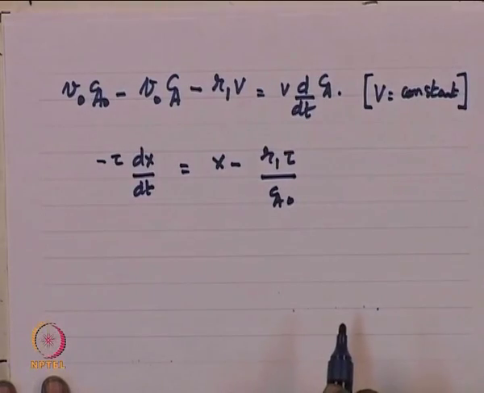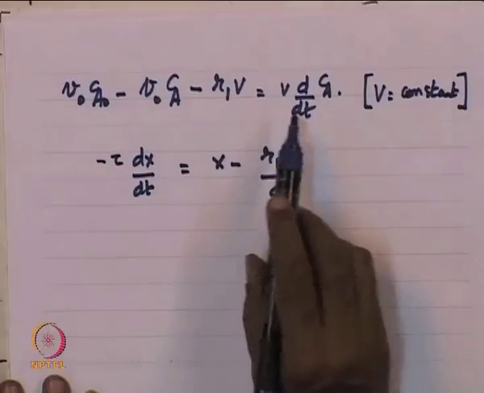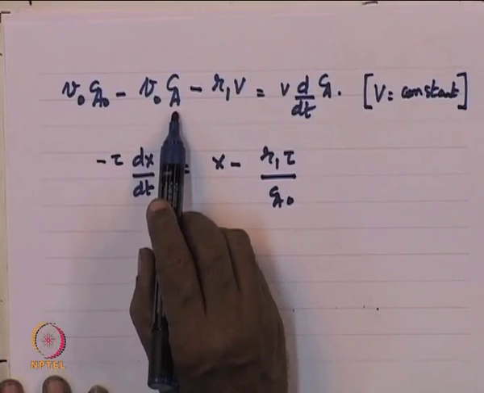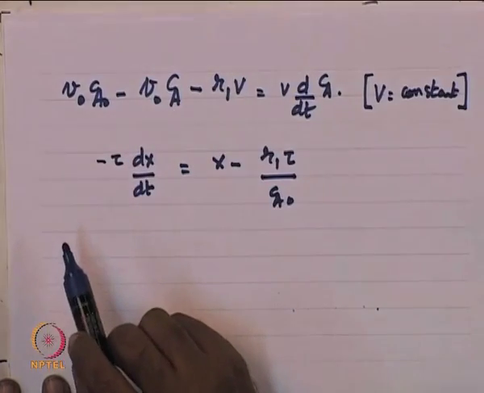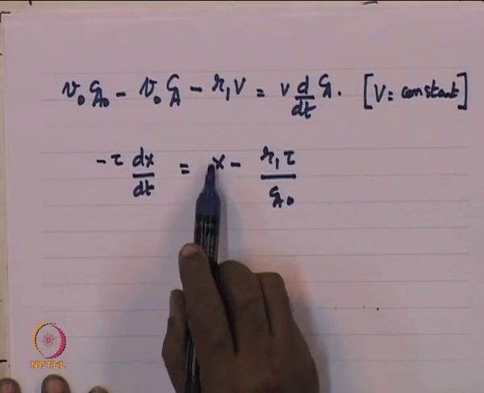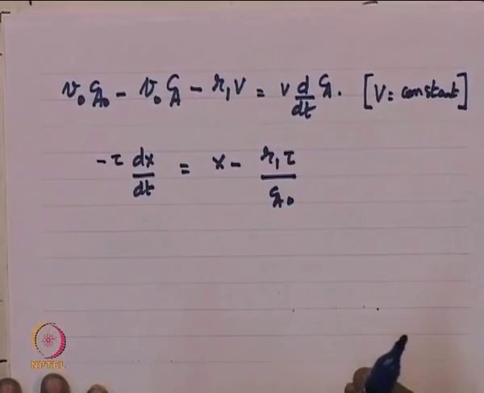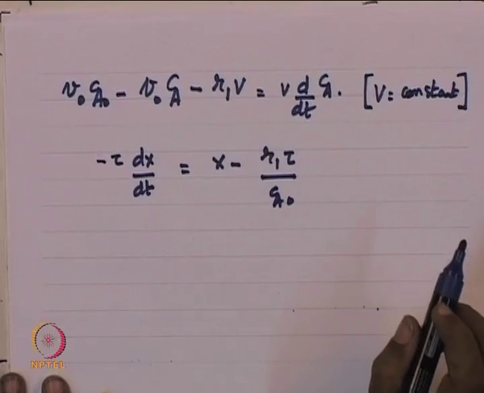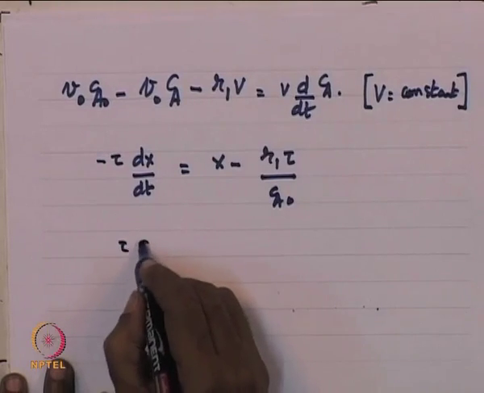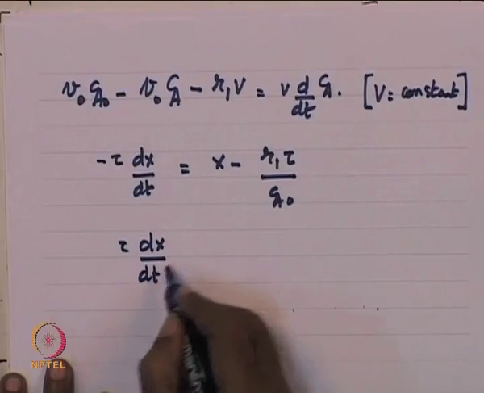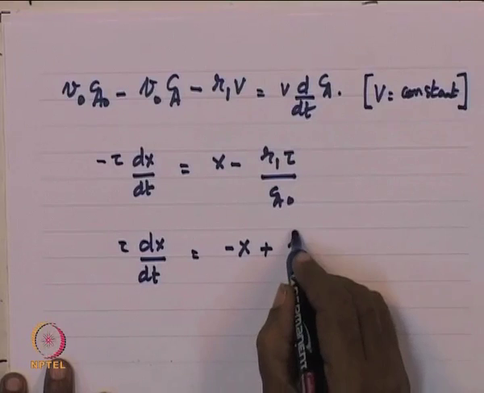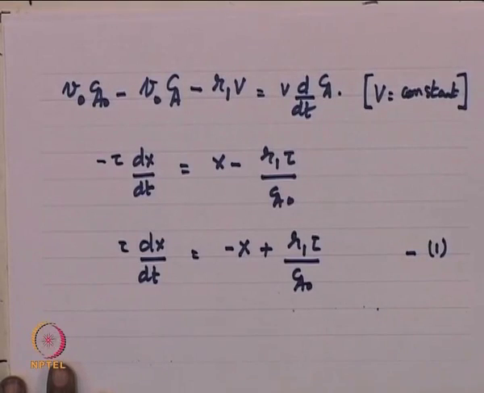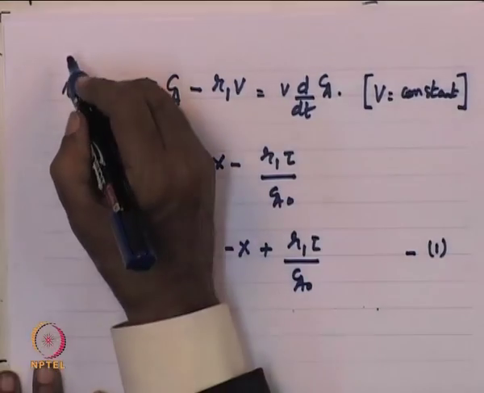Let us just check if this is correctly done. If you divide throughout by V 0, this becomes tau, that is fine. And then C A naught minus C A divided by C A naught becomes x. So, this x is correct, minus R 1 tau by C A 0, it is fine. The relationship is fine. So, I will just put it in this form: dx dt equals minus x plus R 1 tau by C A 0. So, this is our equation 1, the material balance, the mole balance equation.